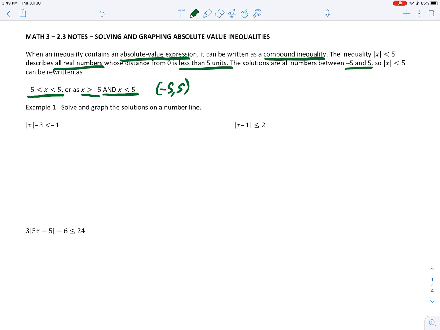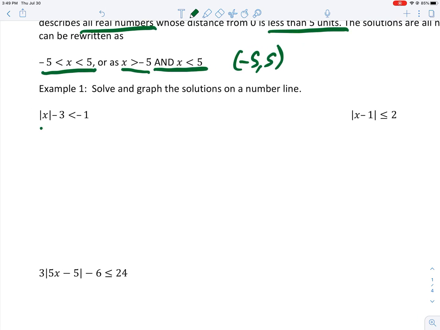So we're going to solve it very similar to how we did equations. We're going to almost always have those two cases, a positive case and a negative case. So we're going to add 3 to both sides. Oops, this is an x. So the absolute value of x is less than 2.